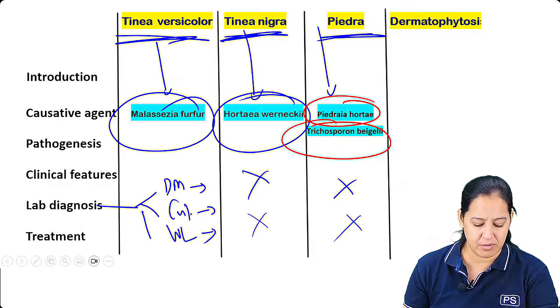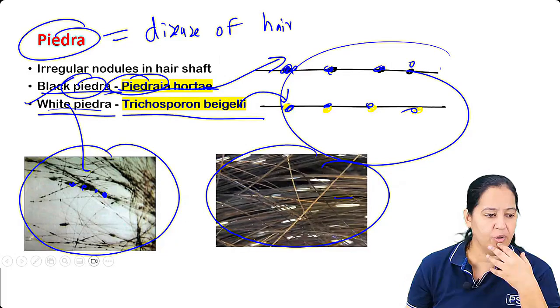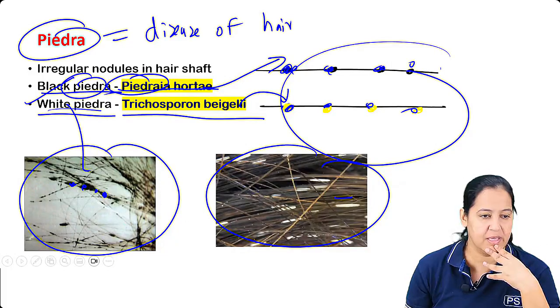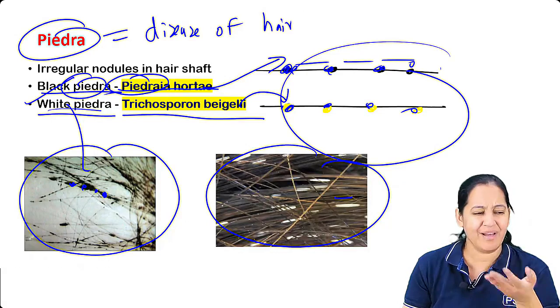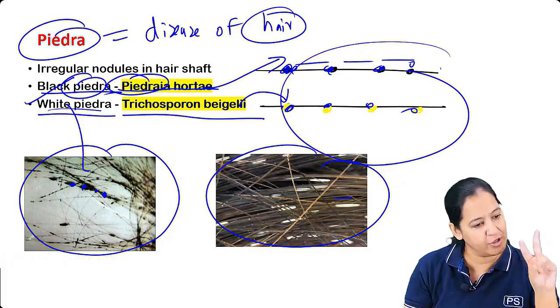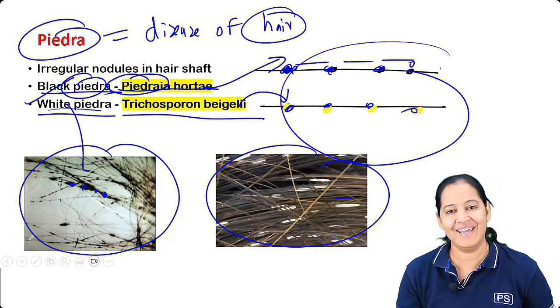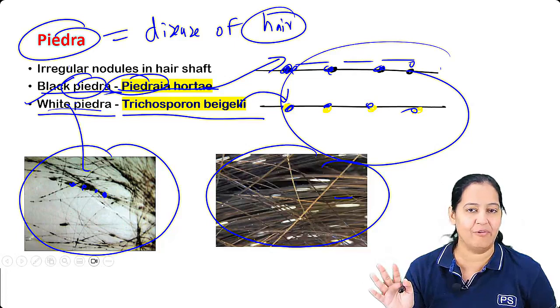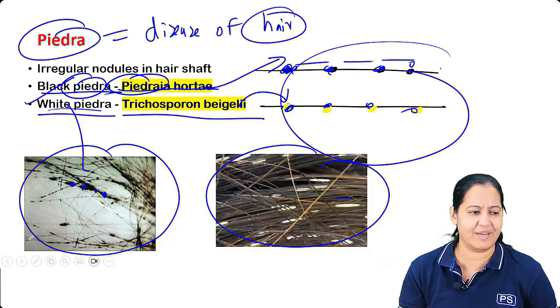Nodules is irregular. Means I didn't get your question. I don't know if nodules are regular or irregular. I don't have any knowledge in that, like you are asking the distance between the nodules. They will not ask that. Just learn that Piedra is a disease of hair. That you must know. And there are two Piedra, black and white. Learn the causative agent. That's it. Don't go into detail. Whether the nodules are regular or irregular, I don't have that. I will not bluff, but I will not have any knowledge about that. I will check.